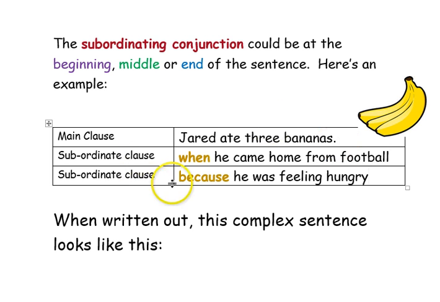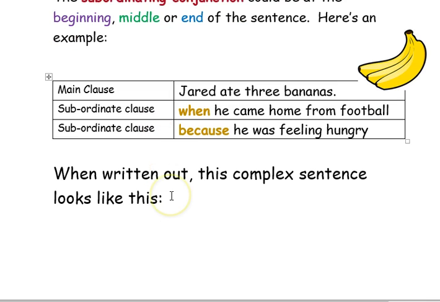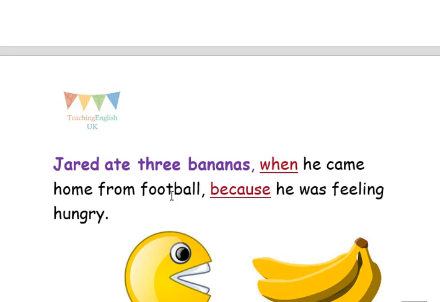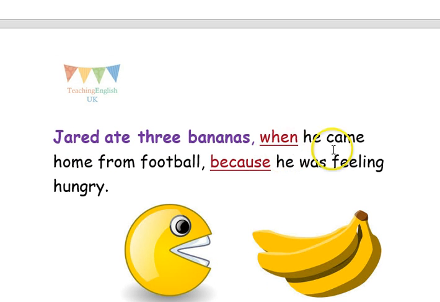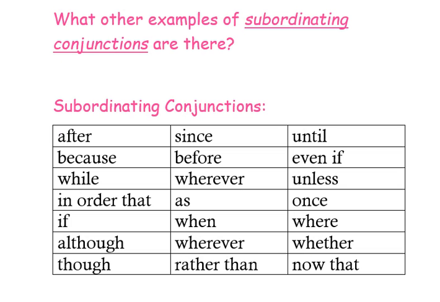However, we could rewrite the main clause with these 2 subordinate clauses to read, Jared ate 3 bananas when he came home from football because he was feeling hungry. And this complex sentence makes sense. We have your main clause with 2 supporting dependent clauses. You might ask, what other examples of subordinating conjunctions are there? Well, here is a grid with some commonly used subordinating conjunctions.